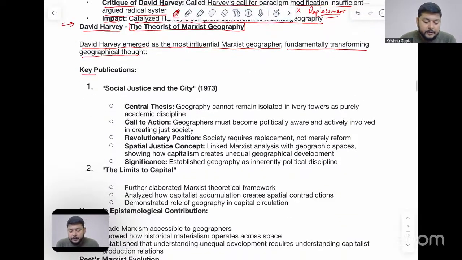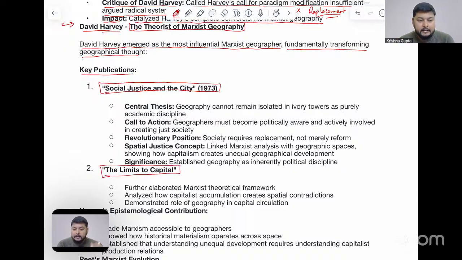His key publications, Social Justice and the City, write it down at least 10-15 times and memorize it. Second thing, The Limits to Capital, write this down and remember it too. These are the two very important points which have to be always remembered when you are talking about David Harvey and radicalism and Marxist geography.